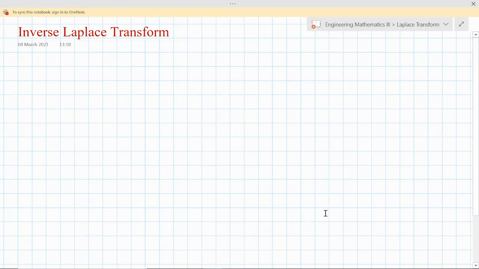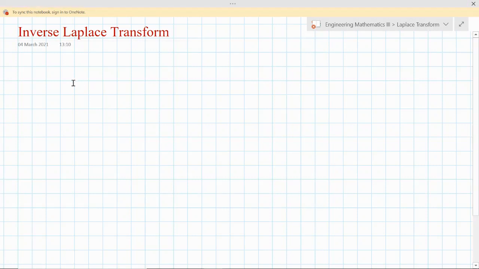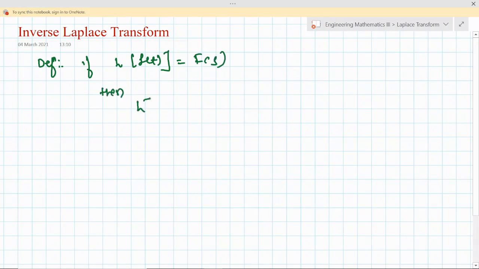Hello student. Now let us discuss the inverse Laplace. We have seen what the Laplace transform is. First of all, let us see the definition. So what is that definition? If the Laplace transform of f of t is equal to capital F of s, then the inverse Laplace of this F of s is nothing but f of t.